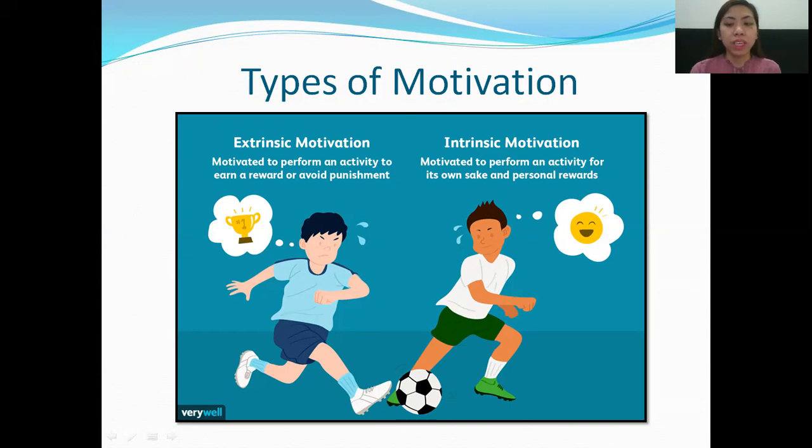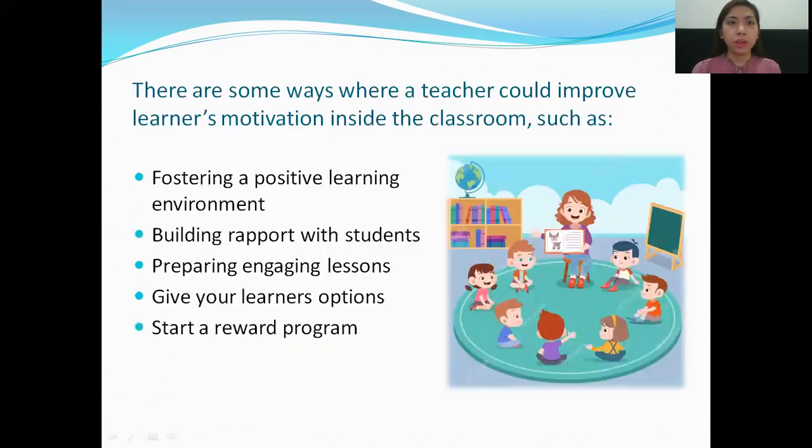Researchers have found that each type of motivation has a different effect on a person's behavior and pursuit of goals. Now, there are some ways where a teacher could improve learners' motivation inside the classroom, such as first, fostering a positive learning environment to create an exciting and safe atmosphere. By showing enthusiasm and passion for teaching, guaranteeing that rules are laid out in the class in detail so students feel safe to participate and share their opinions and questions without being ridiculed.